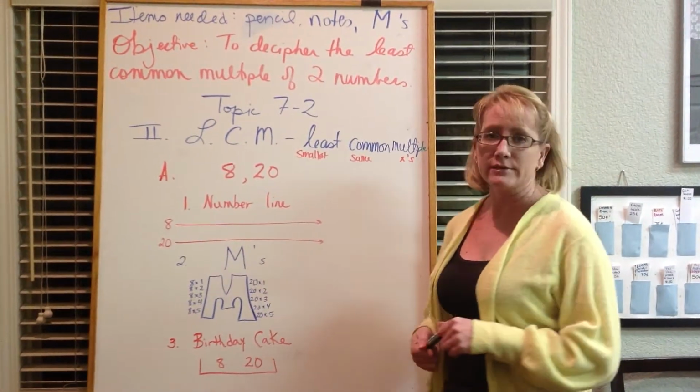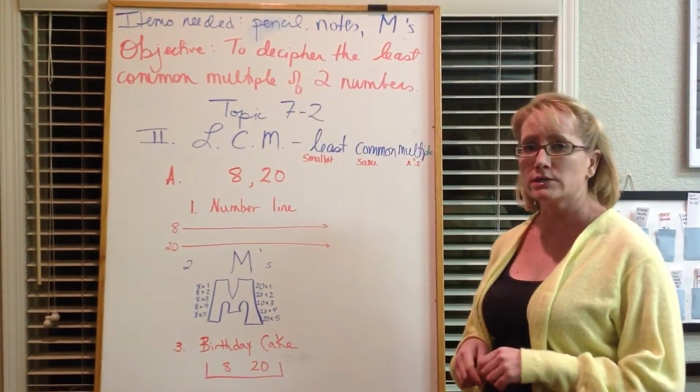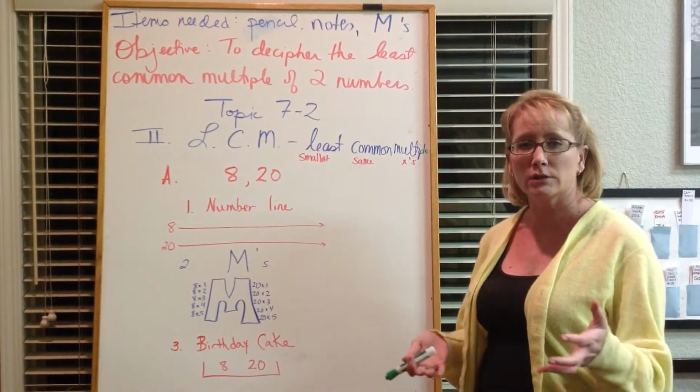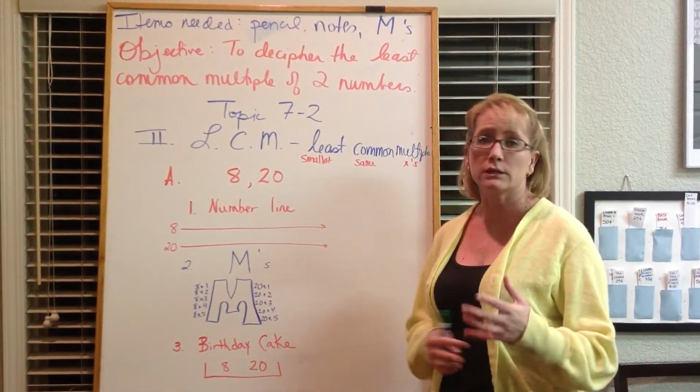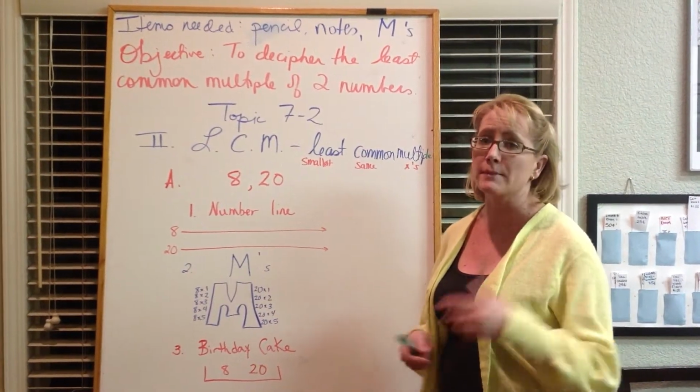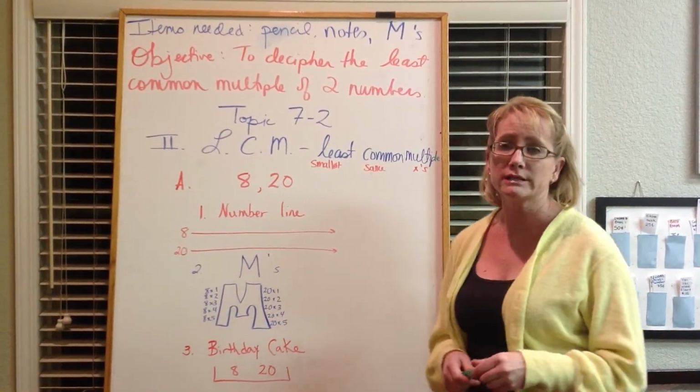So this is topic 7.2. We did topic 7.1 yesterday about fractions with common denominators. And so this is going to get us ready for adding fractions without common denominators. This is the first step, and it's called the LCM, or the least common multiple.